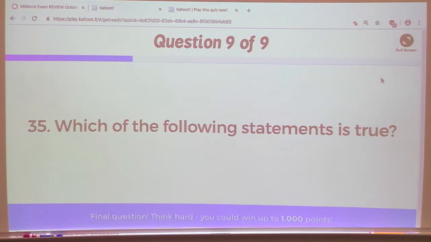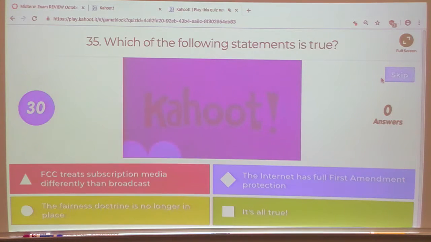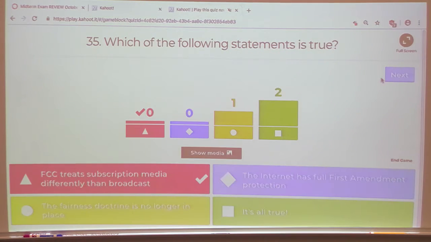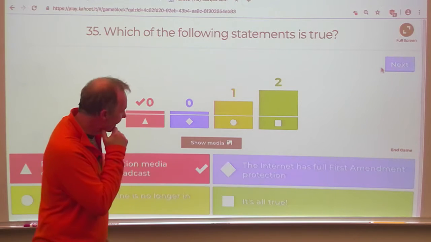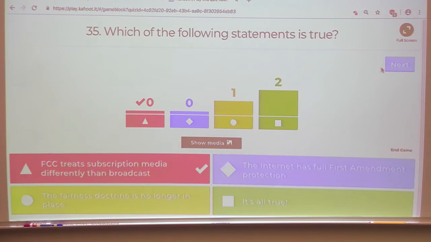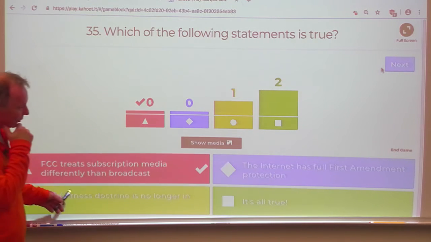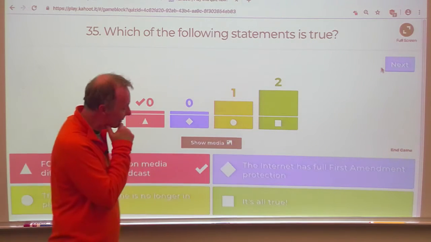Which of the following statements is true? The FCC treats subscription media differently than broadcast. The fairness doctrine is no longer in place. The internet has full First Amendment protection. Or it's all true. Okay, so nobody, well, hang on a sec. It's all true is the correct answer. Oh. This is wrong. So sorry about that. I should correct that Kahoot. Let me say that if this question comes up, I'll accept any of these answers, but they're all true.